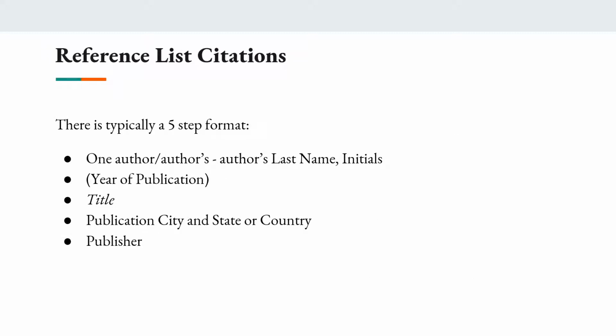Reference list citations. There's typically a five-step format. One author or authors: last name, and then initials. Then the year of publication in parentheses. Next, the title, which is italicized. After that, the publication's city and state or country. And then after that, the publisher.